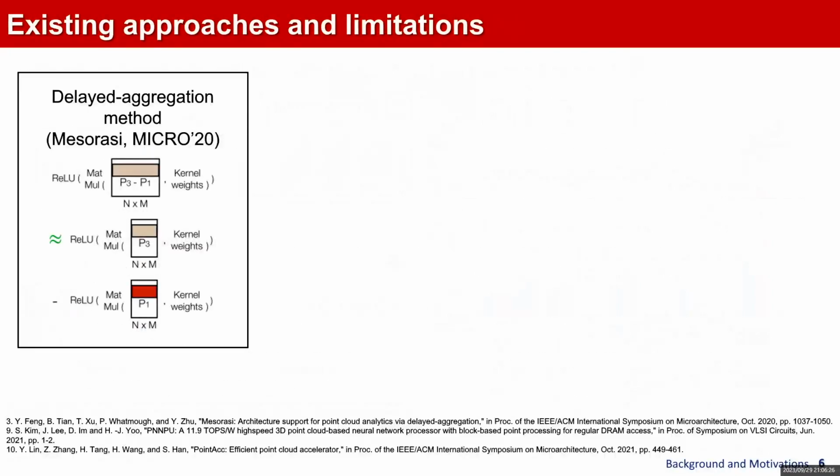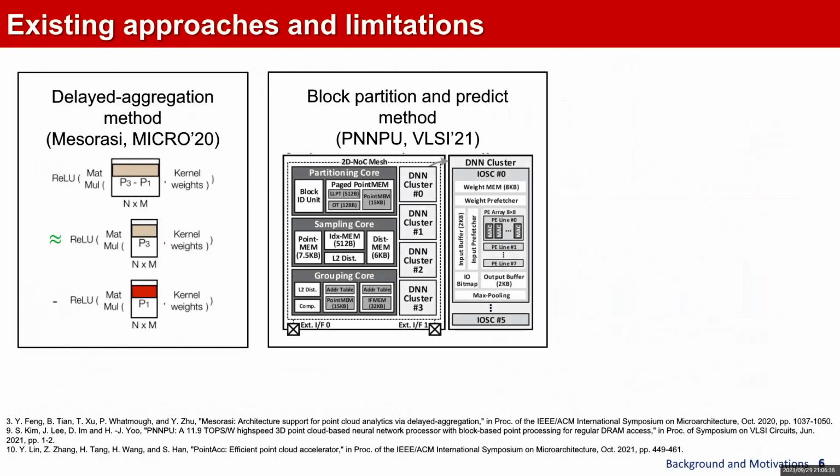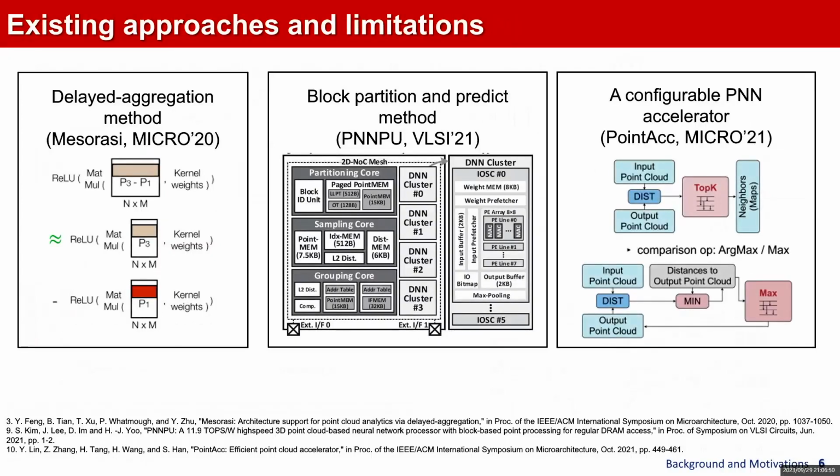For existing works, Mesorasi proposed a delayed aggregation method to increase feature reuse, but it changes the order of operations in PNNs and degrades the network accuracy. PNNPU proposed a block partition and a predict method to reduce the irregular memory access. However, the proposed blocking method cannot perform well in small-scale scenarios. A configurable PNN accelerator, PointACC, is proposed to support multiple types of PNNs. However, the off-chip memory access is large.